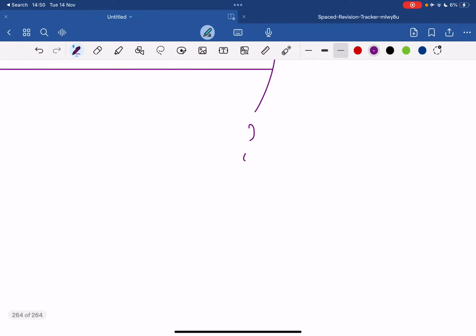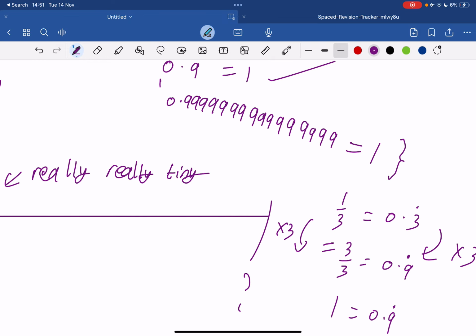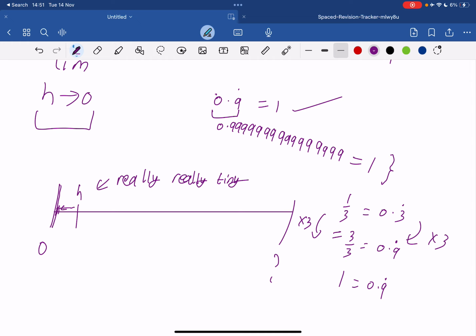0.9 recurring is the same as 1. And the reason being is this. What's 1/3 equal to? 0.3 recurring. If we multiply both sides by 3, you will get 1, or 3/3, equal to 0.9 recurring. What's 3/3? 1 is equal to 0.9 recurring. This is an example of a limit. Even though logically it doesn't make sense that 0.9 recurring is equal to 1, we made it equal to 1 because it does equal 1.